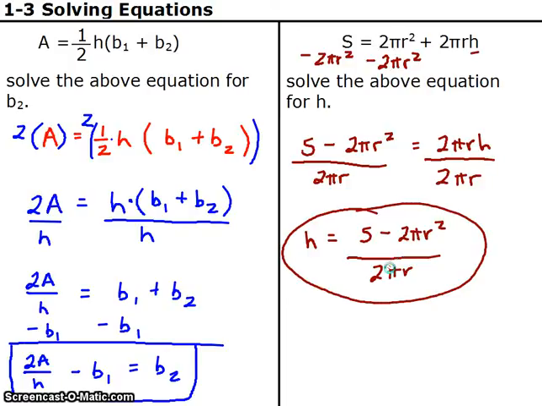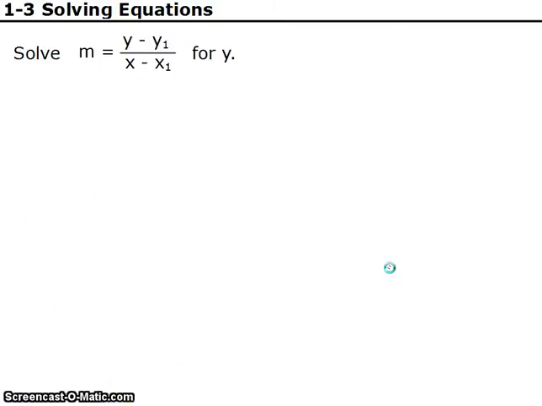All right, got one more for you. You may recognize this formula from your algebra classes. This is the slope formula. It wants to solve for y. All right, so scan the problem. There is only one y. This is a y1. The 1 makes it a different variable from just the plain old y. Okay, so we just need to get this y by itself.